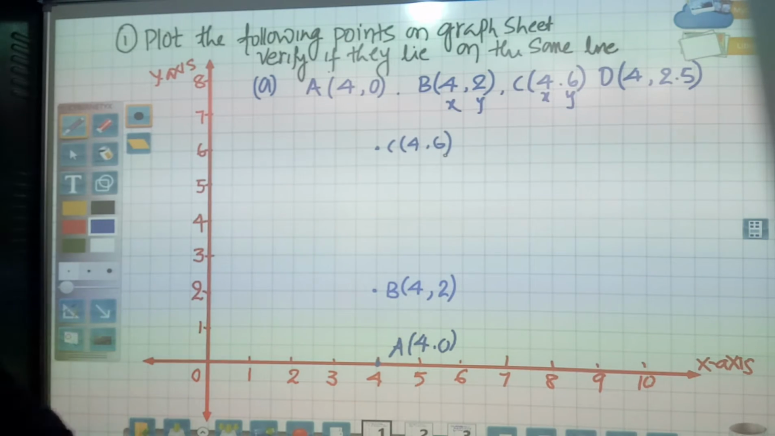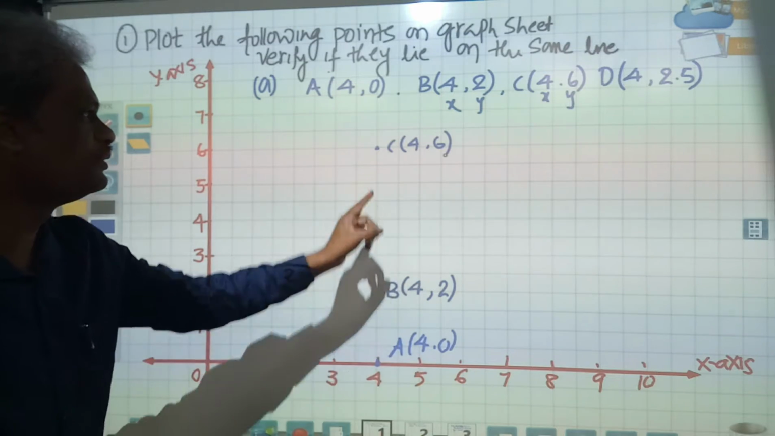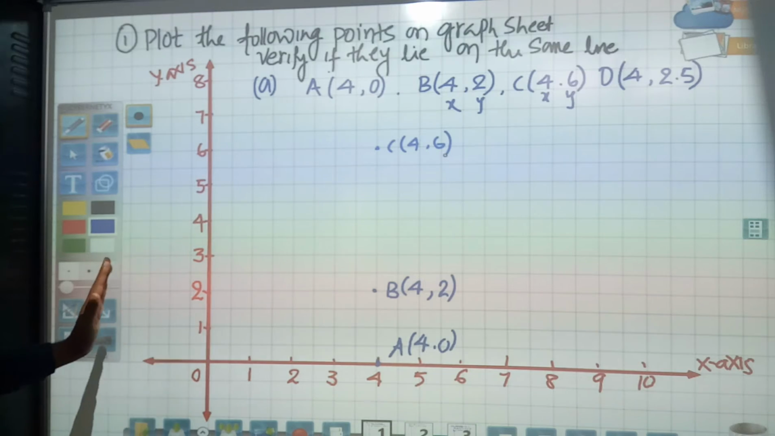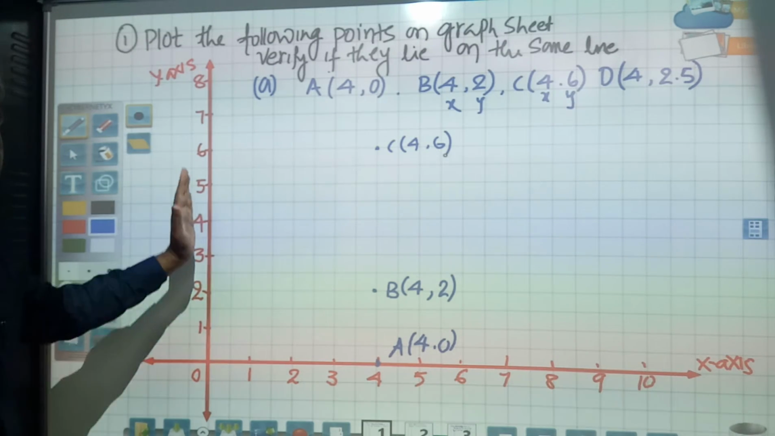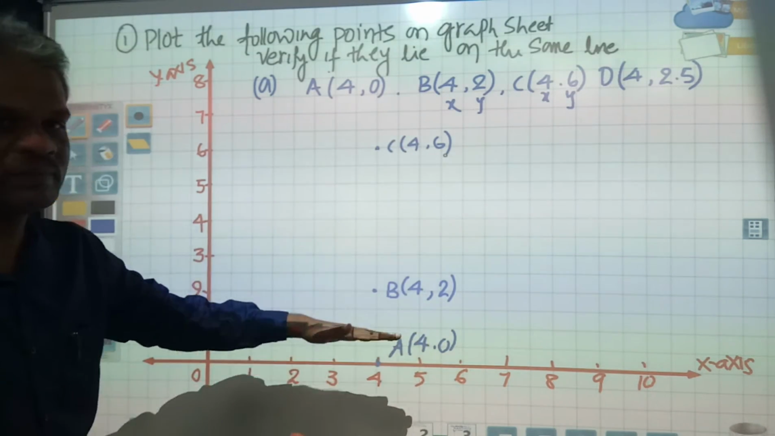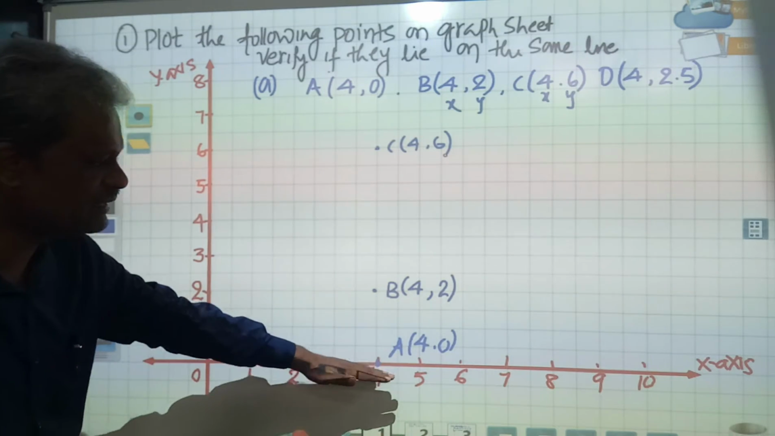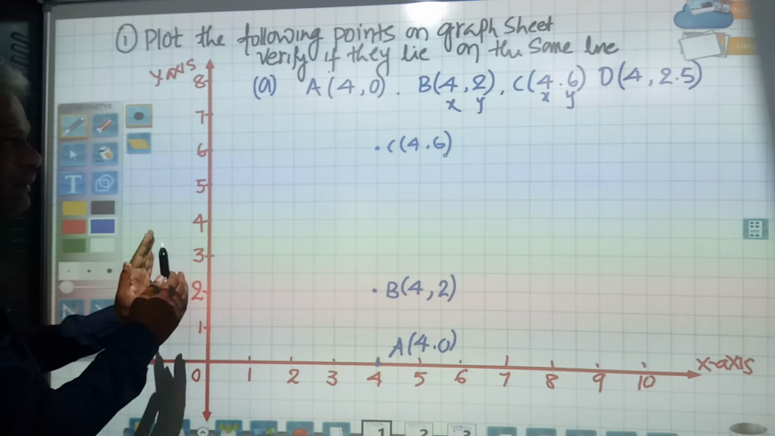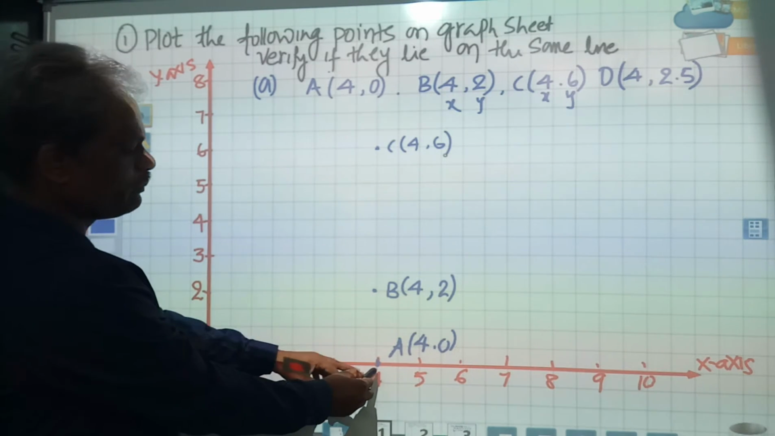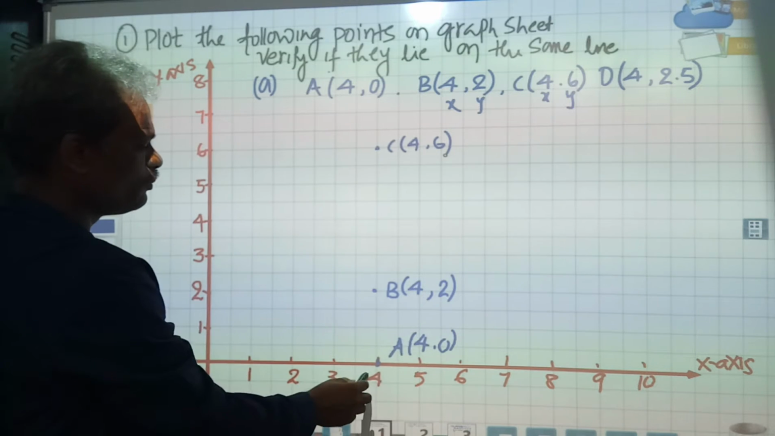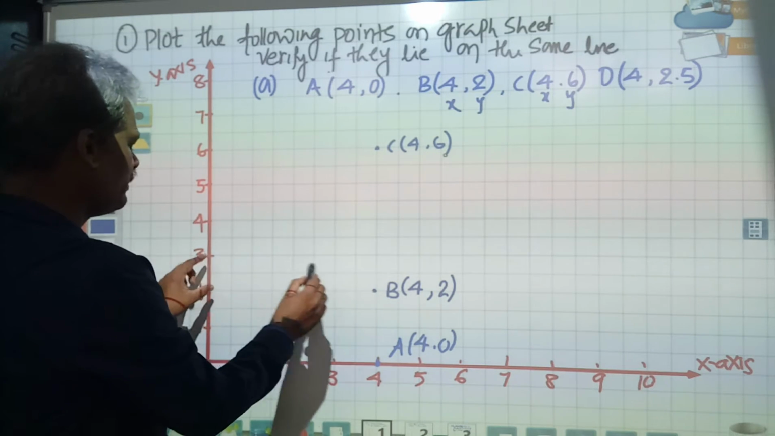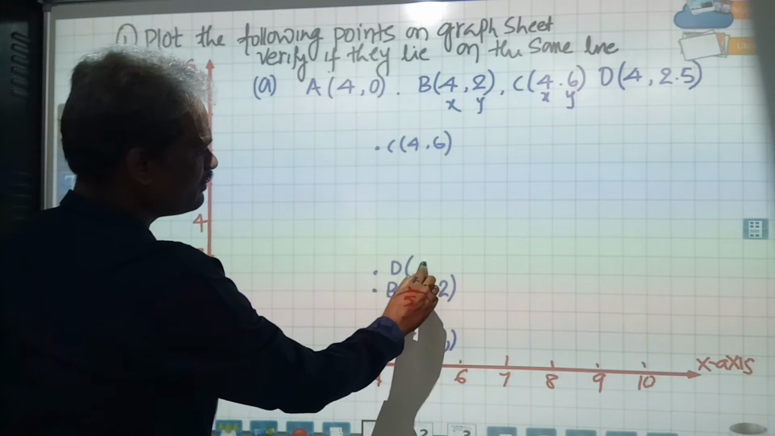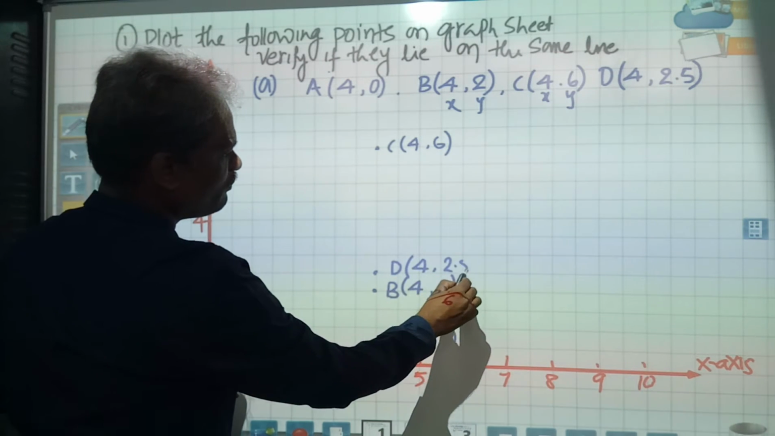Okay. So you got A (4, 0), (4, 2) and (4, 6). See, the first coordinate always represents the distance of the point from the vertical line, the y-axis. The second coordinate always represents the distance of the point from the horizontal line. Now the last point (4, 2.5). So from the y-axis, go up to 4 units. This is the point. Then 2.5 means up to here is 2, in between 2 and 3, this is the point. You can denote this as D. You can represent (4, 2.5).